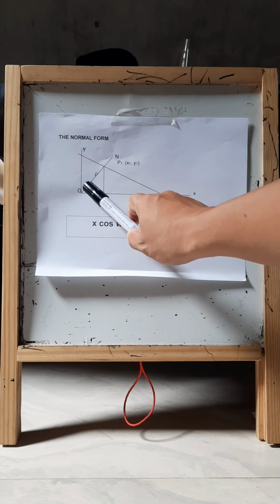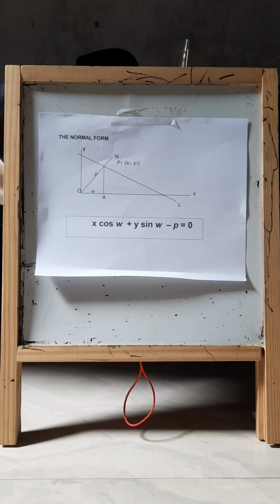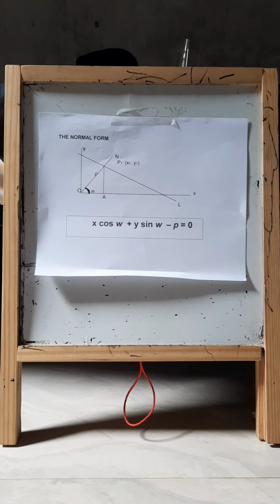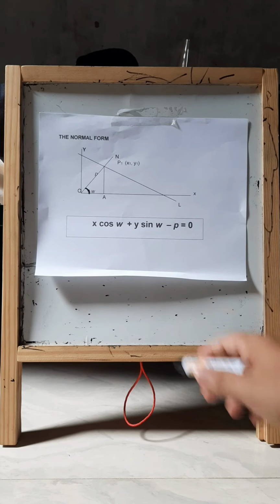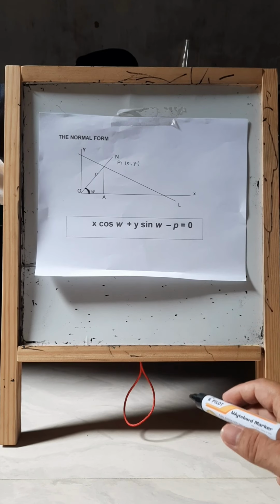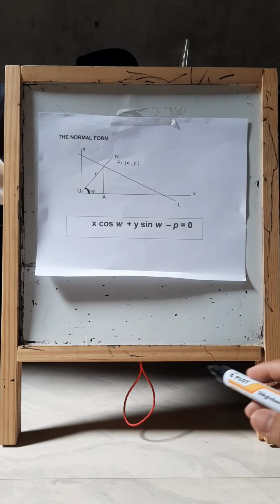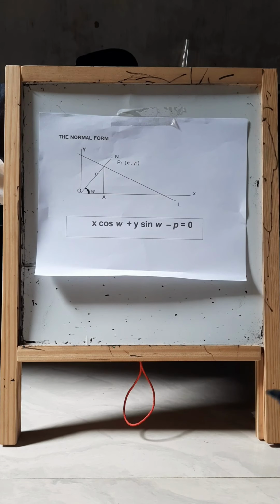So this is OP. W is an acute angle, right? And then we have also here P sub 1A. It is perpendicular to the x-axis. And we have OAP sub 1, which is a right triangle.